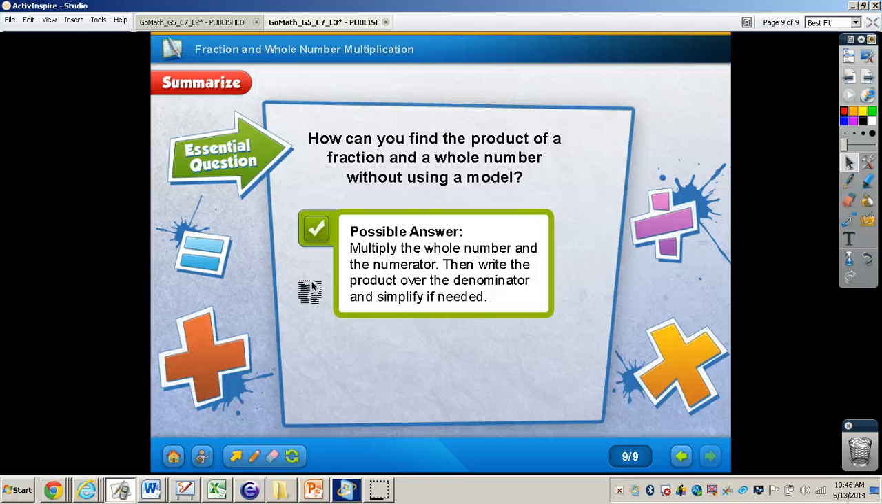So this concludes the video on fraction and whole number multiplication. If you have any questions about this concept, please come and see me.